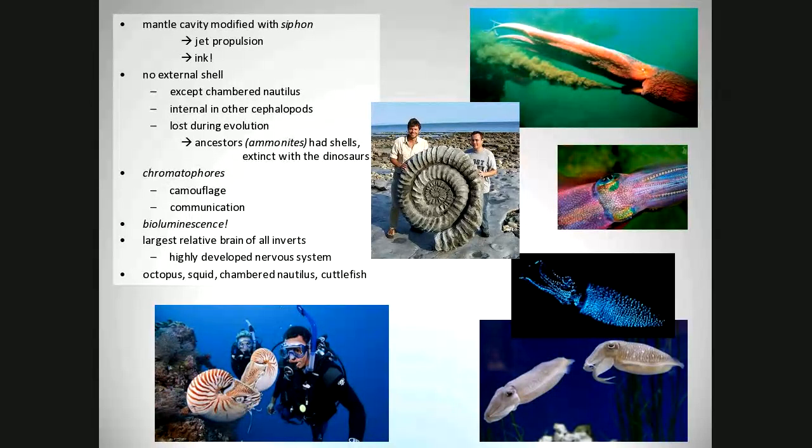One really curious thing about these organisms is their ability to change colors using chromatophores. They use this for camouflage, and they use this for communication. They can use bioluminescence for breaking up their silhouette, so down in the deep water, it's hard for predators to get an angle on them. They have highly developed nervous systems. Those are cuttlefish in the lower right, very intelligent, interesting critters.